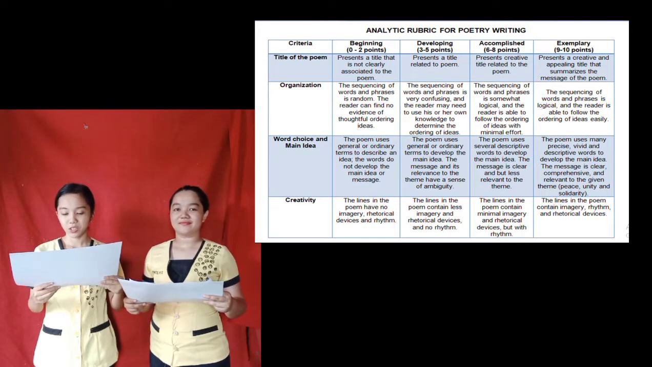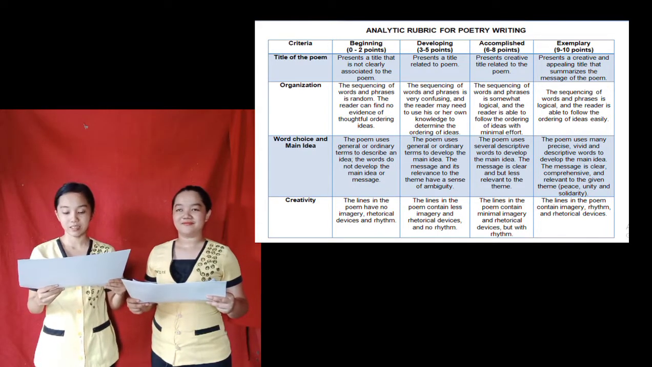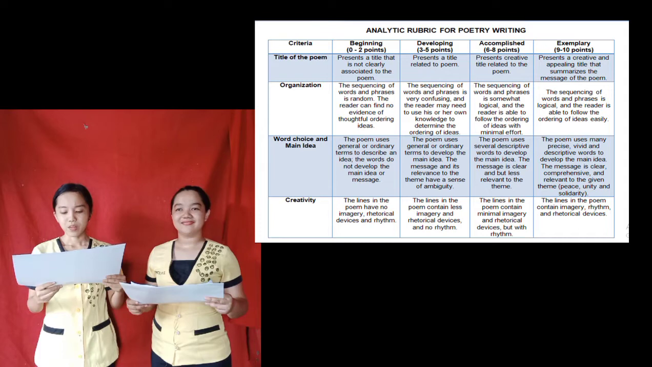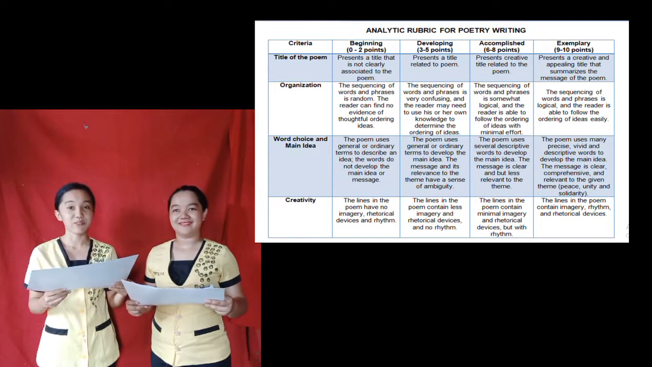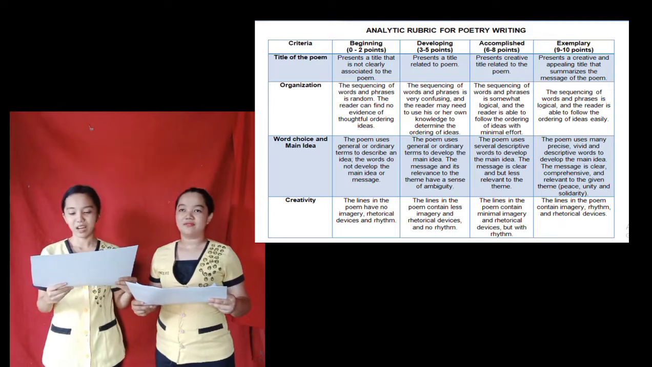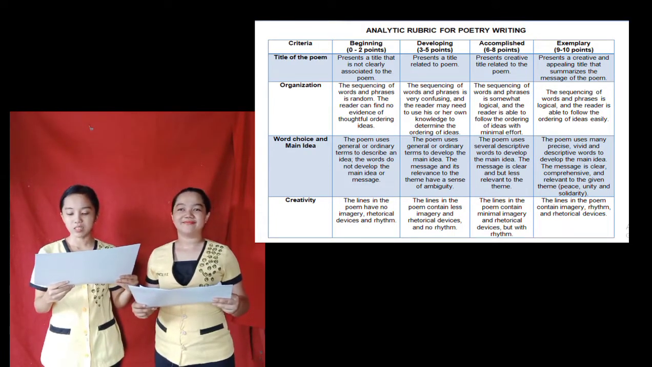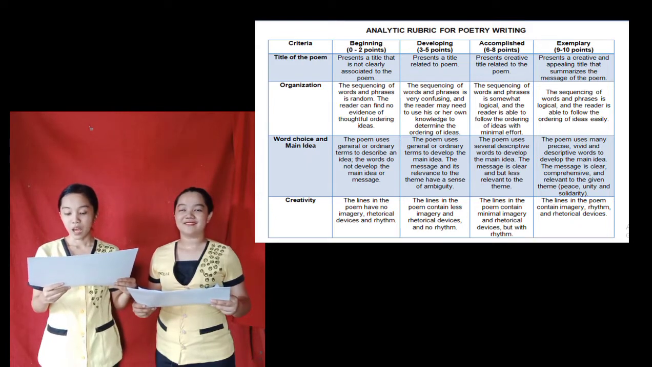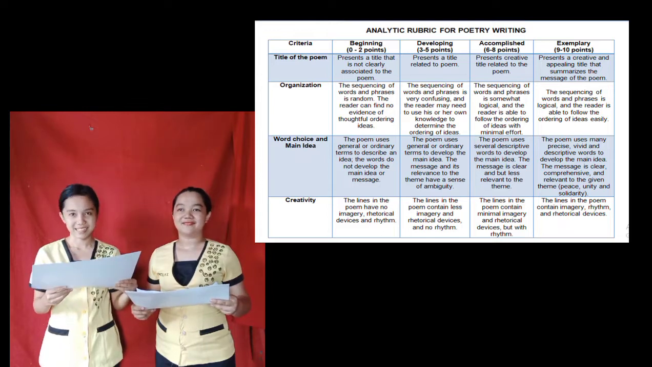For accomplished, its indicator, the sequencing of words and phrases is somewhat logical, and the reader is able to follow the ordering of ideas with minimal effort. Lastly, for exemplary, the indicator, the sequencing of words and phrases is logical, and the reader is able to follow the ordering of ideas easily.